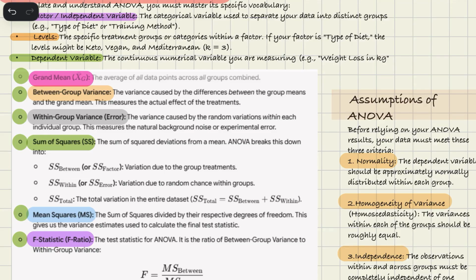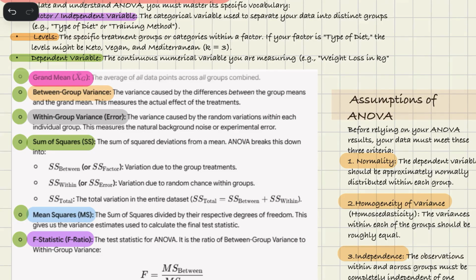Okay, so this is the between group variance. What is the variance within the individual groups? And then there is within group variance. This measures the natural variation or random noise inside each individual group. So how much do individual people on the same exact diet differ from one another?